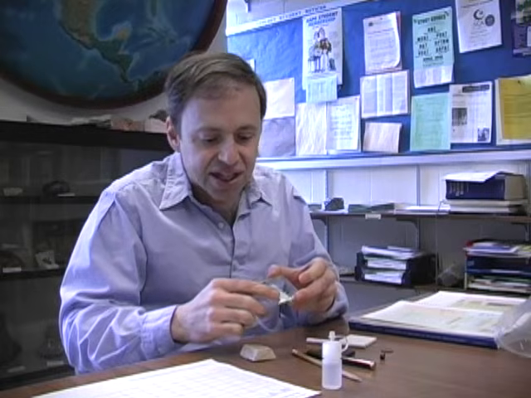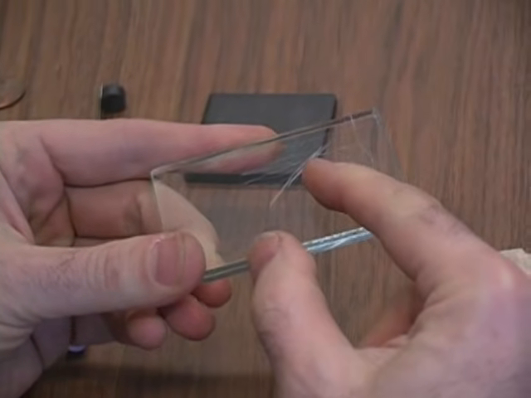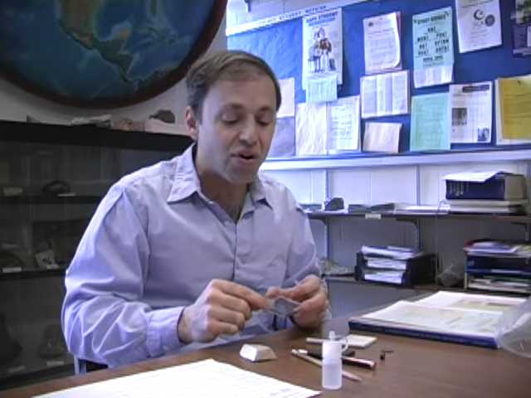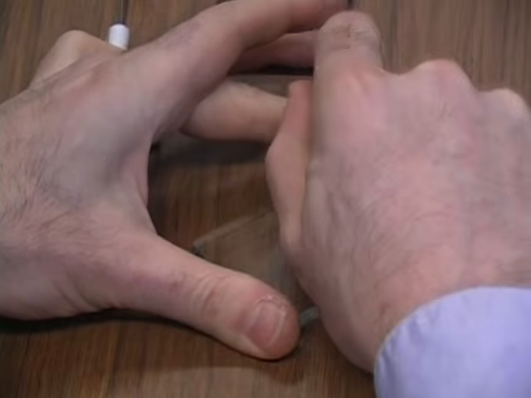And it indeed did scratch the glass plate, so it's harder than 5.5. I don't even have to bother with the rest of them because I already know that the hardness is someplace about 6. Okay, so we got luster, we got hardness. What's the next thing? It says on the chart, look for the cleavage.